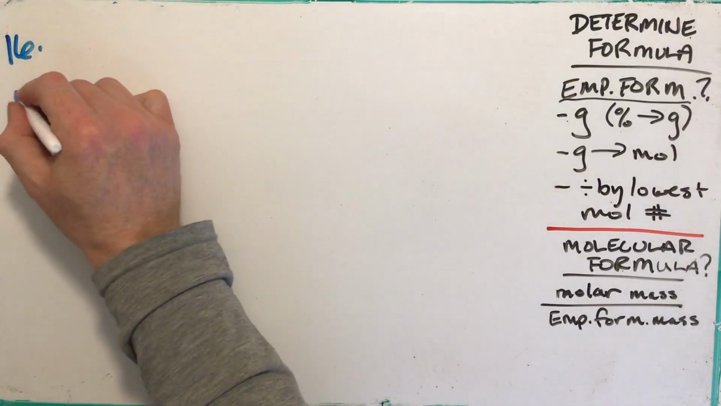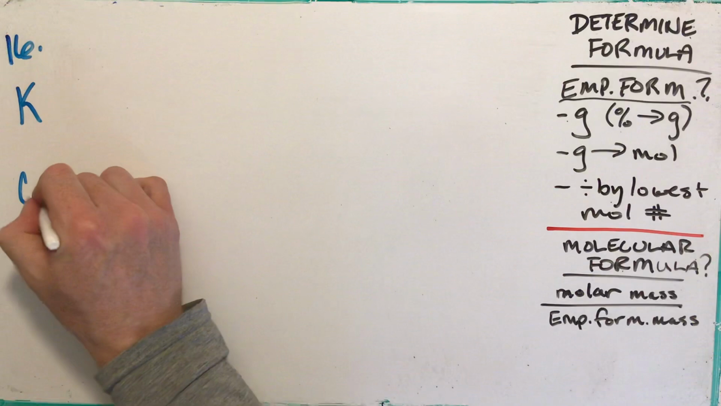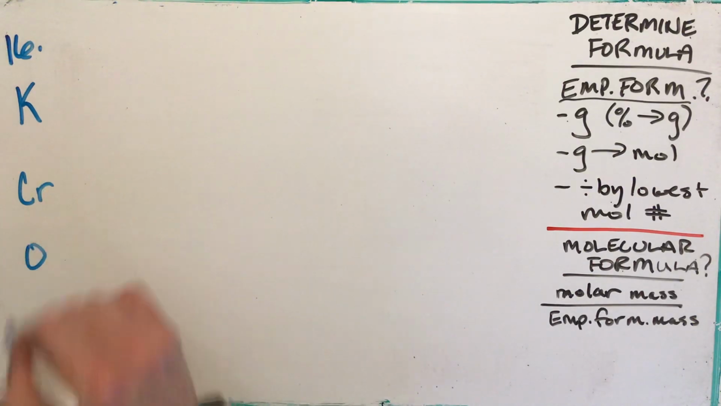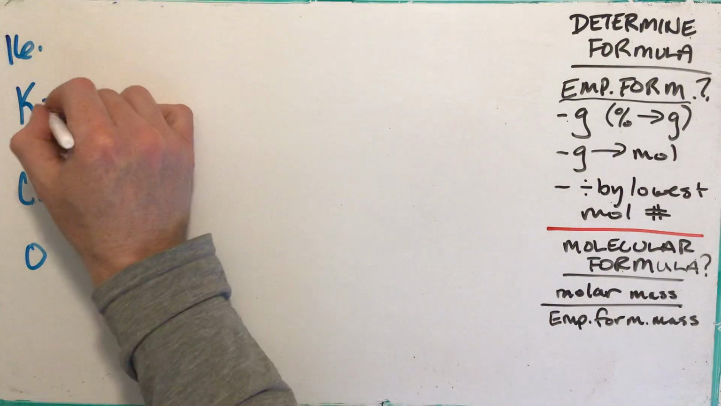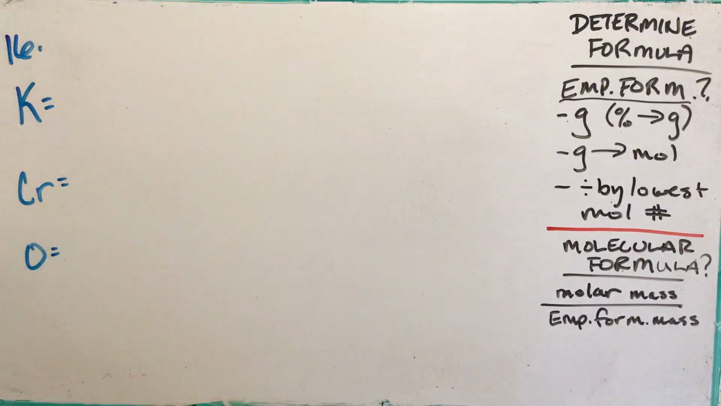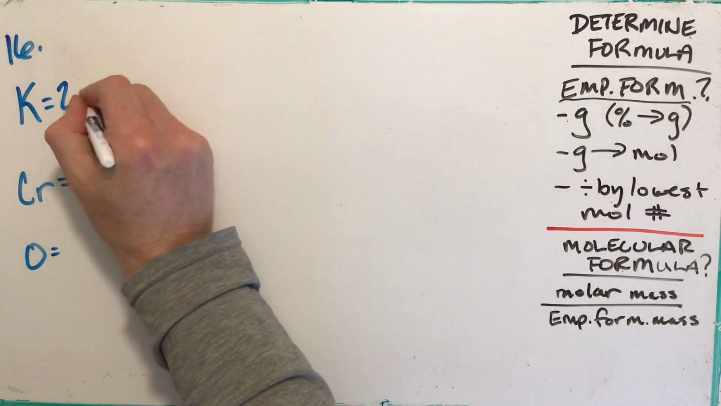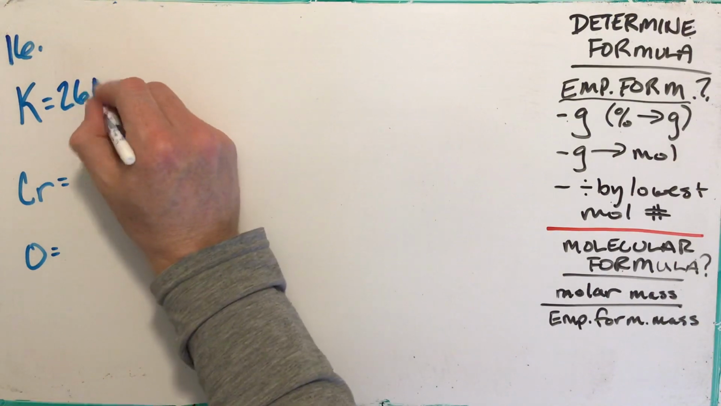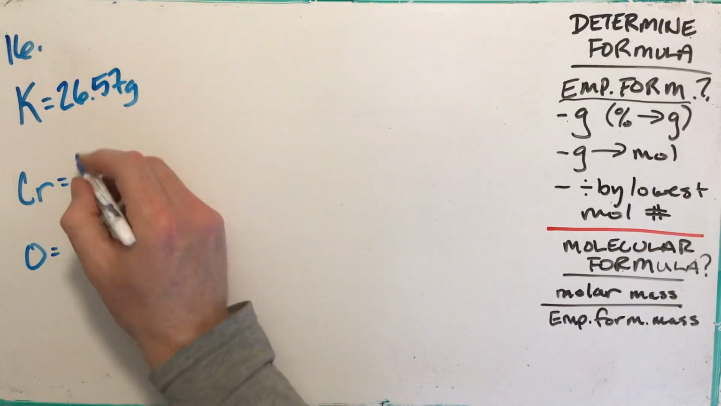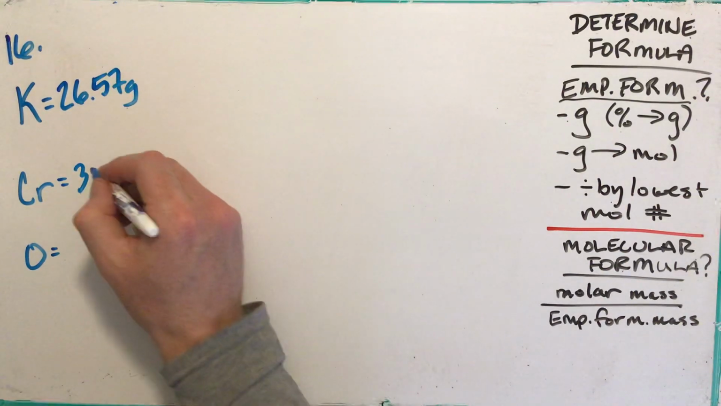16 has potassium, it has chromium, and oxygen. And again, it looks like it's given us percent composition. So I'm quickly going to convert those directly into grams. So all my percents become grams. Step number 1 over here.